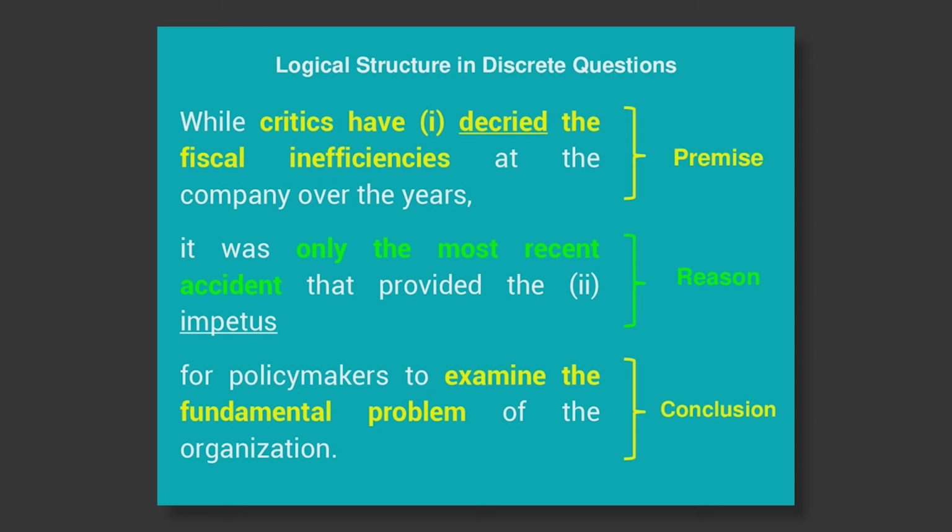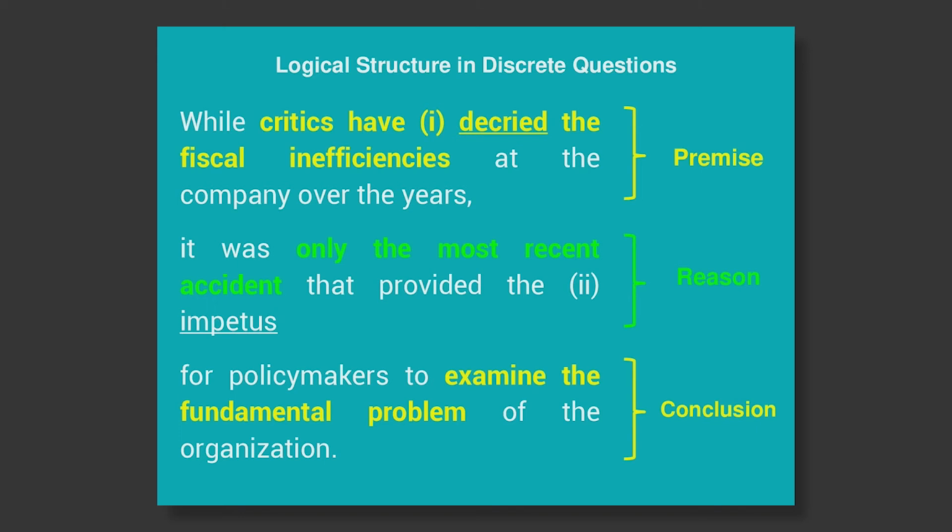So if you got this structure over here, then you know that the conclusion can help you fill the blank, right? We saw that while critics have done something, it was only the most recent accident that led to this conclusion, that made people actually analyze the problem. So we know that critics must have noted it before, but it didn't do anything, and it was only the accident that actually caused this analysis, that led to people doing an analysis. So the flow of this logic can help you fill in the blanks as well.